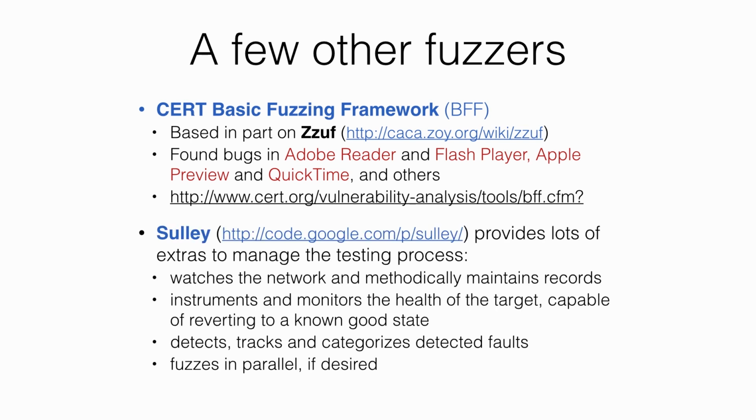Sulley is a fuzzing tool that provides lots of extras to manage the fuzzing process. In addition to the core technology of generating random inputs to find useful test cases, Sulley will watch the network and methodically maintain records about what's happened, instrument and monitor the health of the target, capable of reverting to a known good state if things go awry, detecting, tracking, and categorizing detected faults, and even fuzzing in parallel if that's desired.